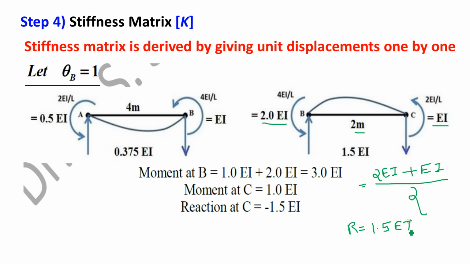Now since this answer is positive, why is it positive? Because both the moments are anti-clockwise in nature. If it is anti-clockwise, it means plus. So 2 EI plus 1 EI, this answer is positive. Positive means it is anti-clockwise in nature. If this reaction is positive, that is anti-clockwise, the reaction couple will be of opposite nature, that is clockwise. Clockwise means left upward and right downward.